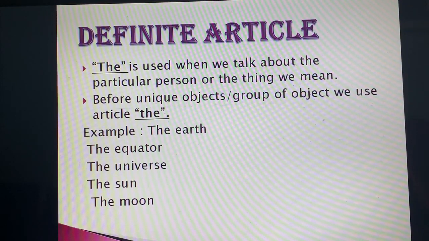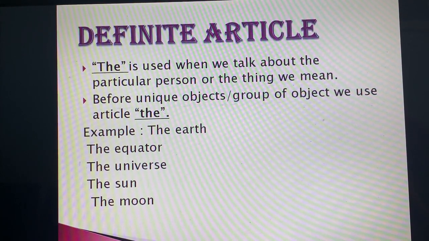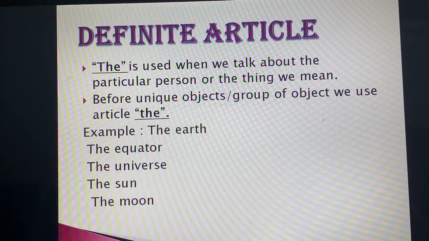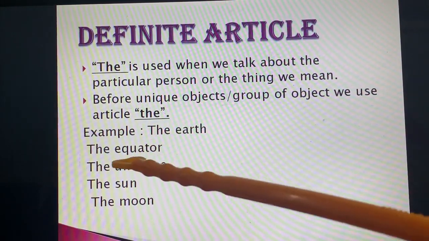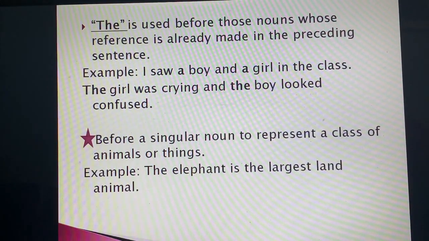For example, we can take: a boy was walking on the road. Fine. A boy. Now, if I point out a particular boy, the same boy, and I knew that boy before, मैं पहले से ही उसको जानती हूँ, तो मैं क्या बोलूँगी? The boy fell down. Fine. If अगर आप उस चीज को जानते हो, पर्टिकुलर आप उस चीज को पहले से ही जानते हो, तो क्या यूज करोगे आप? The. Before a unique object, which is only one in the world, like the earth, the equator, the universe, the sun, the moon, the star. Fine.